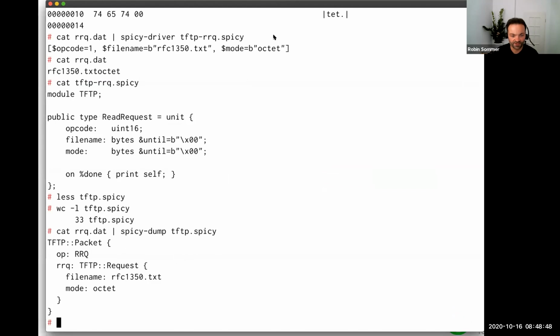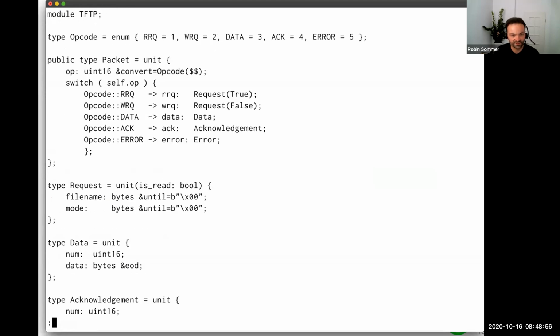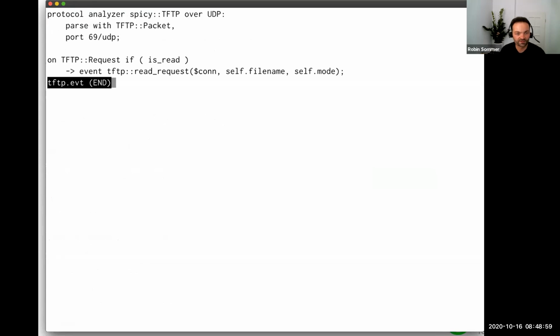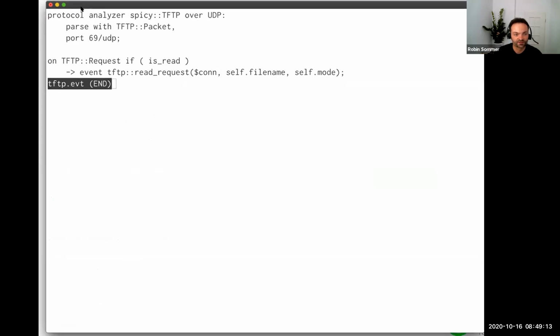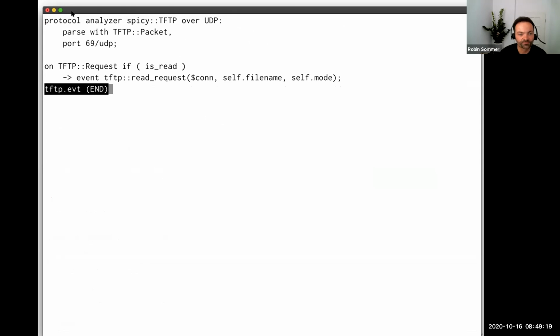I'm going back to my shell here to demonstrate that. I still have the same full TFTP Spicy file here, the same file as before. The glue is described through a separate configuration file. Basically, it tells the Spicy plugin that we are adding a protocol analyzer to Zeek. It's over UDP, this is the Spicy unit we want to parse it with, and we want to parse everything on port 69 UDP with that.